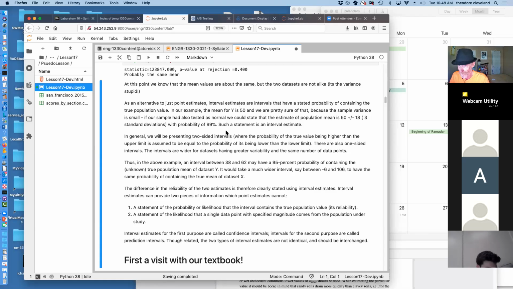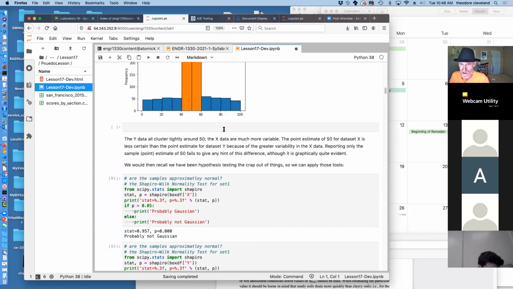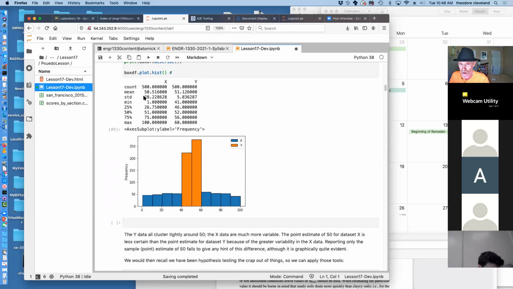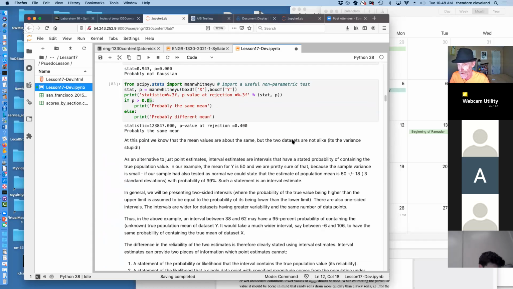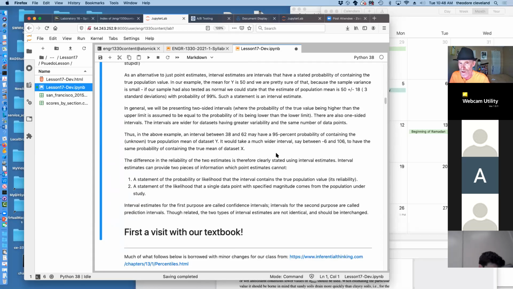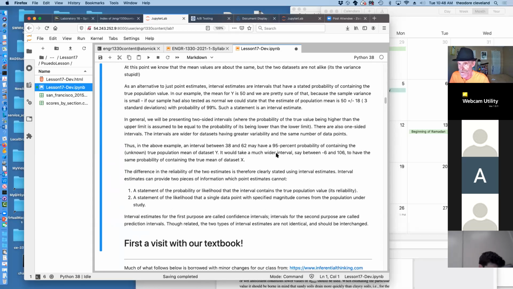In our example, the mean of cap y is 50, and we're pretty sure of that because the sample variance is small. Sample variance and sample standard deviation are related to one another through the mighty square root function. The standard deviation is the square root of the variance. So when I say variance, a lot of times you can substitute the word standard deviation in your head. So the mean for cap y is 50, and we're pretty sure of that because the sample variance is small.